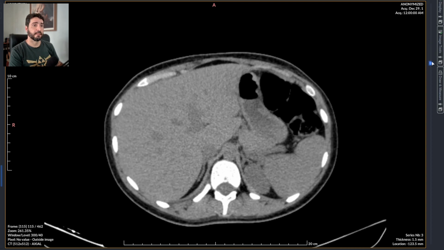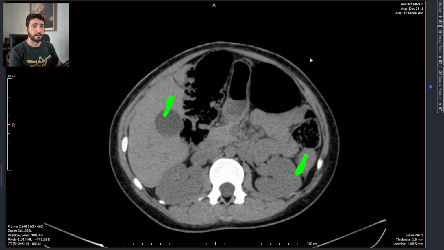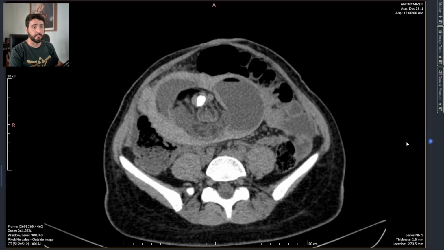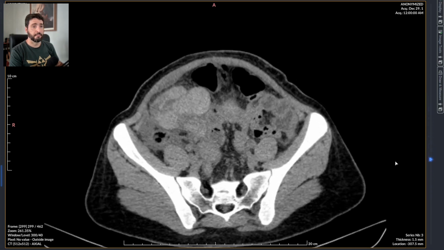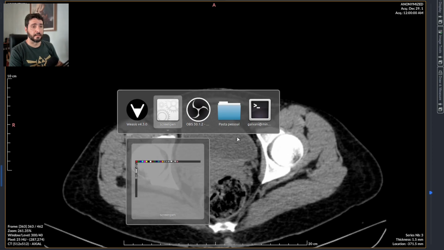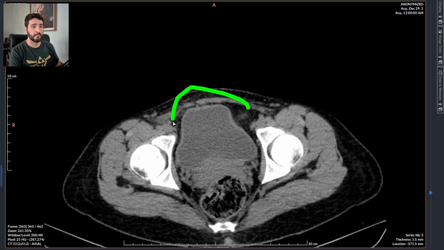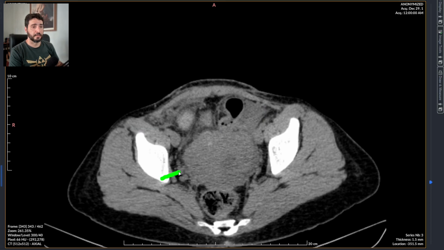So this is liver and spleen. Let's go downward. These are the kidneys, right-sided kidney, left-sided kidney. Let's go downward. And we already can see, can you see it? I already can see the palpable mass in question. This is the bladder, the urinary bladder, right here. This is approximately the uterus. This is the uterus.